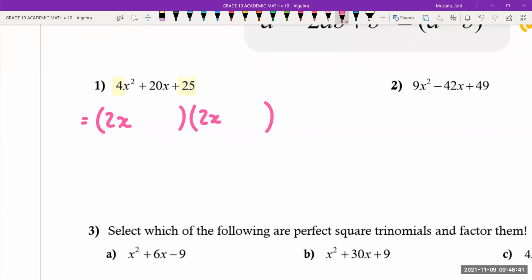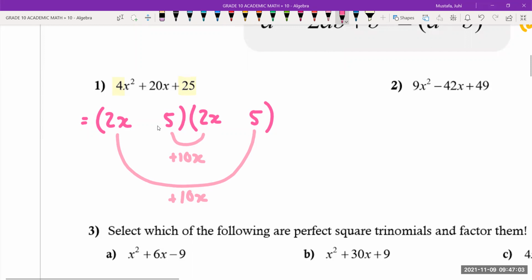I take the square root of 25, and I'm going to get a 5 and a 5. And then I'm going to do the double smiley, so you can go ahead and try it yourself. This is going to give me 10x, this is going to give me 10x again, and I can add both of these to get 20x. So I'm going to put a plus sign here and a plus sign here.